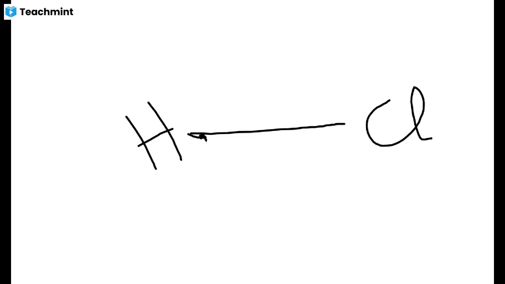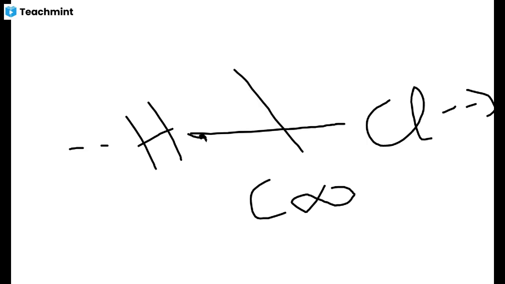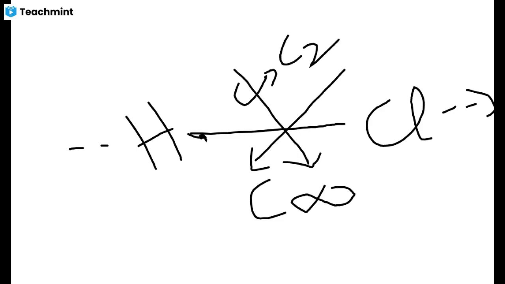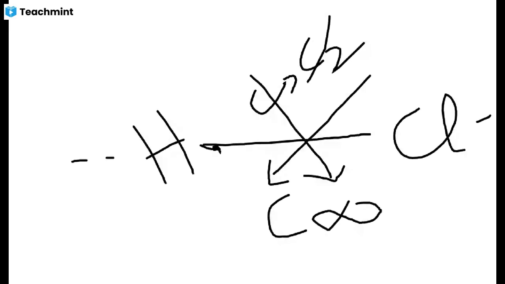If you look at the axes, it contains the C infinity, but it does not contain the infinity C2. If you perform a C2 rotation, the H will be replaced by chlorine, and chlorine takes the place of H, so it does not contain the C2. So it does not belong to the D group. It only contains C infinity, and it also contains sigma V.